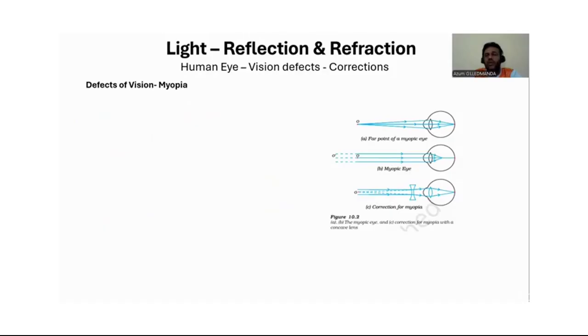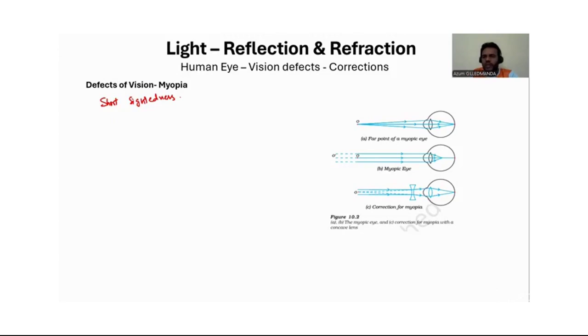There are some defects in the vision, right? We know the short-sightedness, the long-sightedness, and combined. This myopia is basically short-sightedness. So what is short-sightedness? In our day-to-day life, we see many people wearing spectacles, right? Many people wearing spectacles. Why?